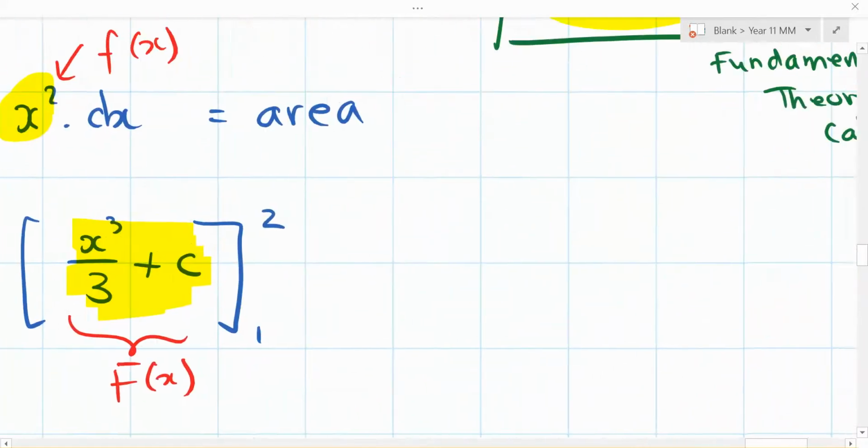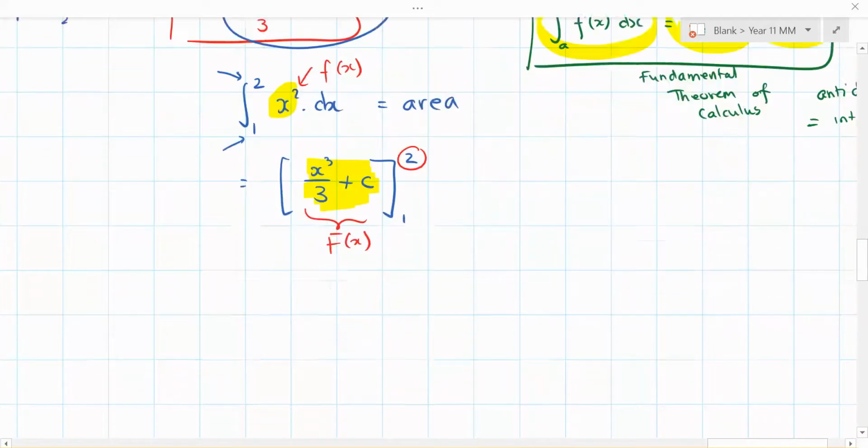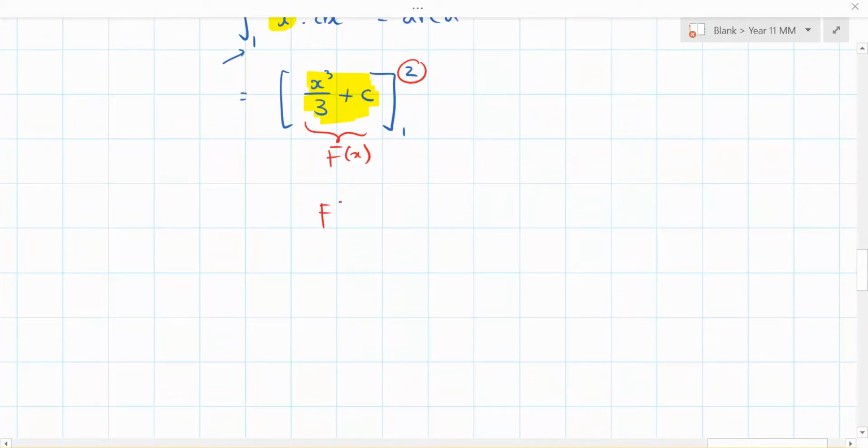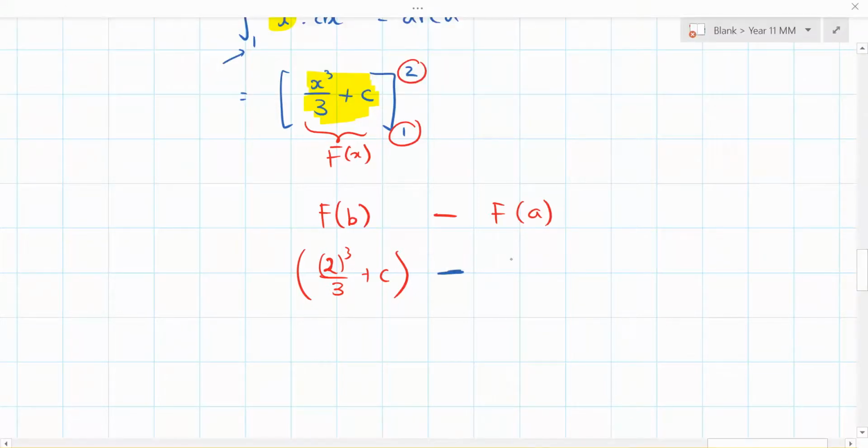Now, according to the rule, you're going to sub in F of b. B is the top number, so the top number is 2. So F of b means you're going to sub in 2, so it's 2 cubed over 3 plus c. Minus, now they said sub in a. A is our 1, so I'm going to sub 1 into the equation. So here we go, here's the minus sign. That's in the second bracket now, so it's 1 cubed on 3 plus c.